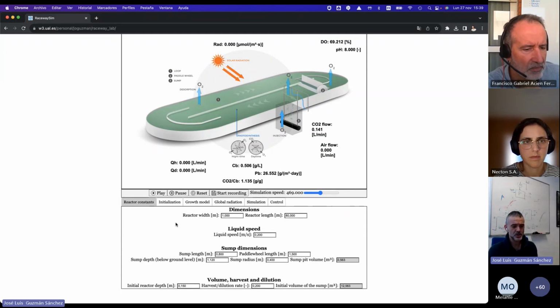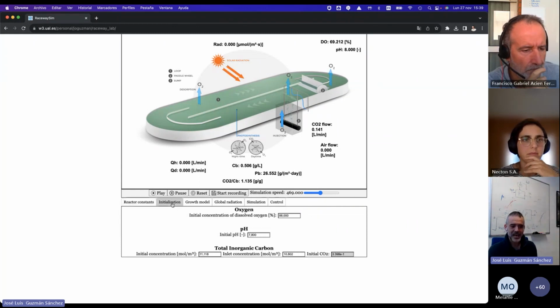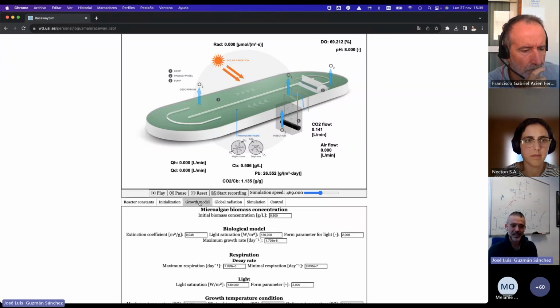Because the simulator is also available for research purposes, here you can modify the dimension of the reactor. We can set the reactor configuration, the size of the reactor, the liquid depth, the sump dimensions, and the different harvesting and dilution rates. We can initialize the main variables of the system. We can evaluate different microalgae strains.